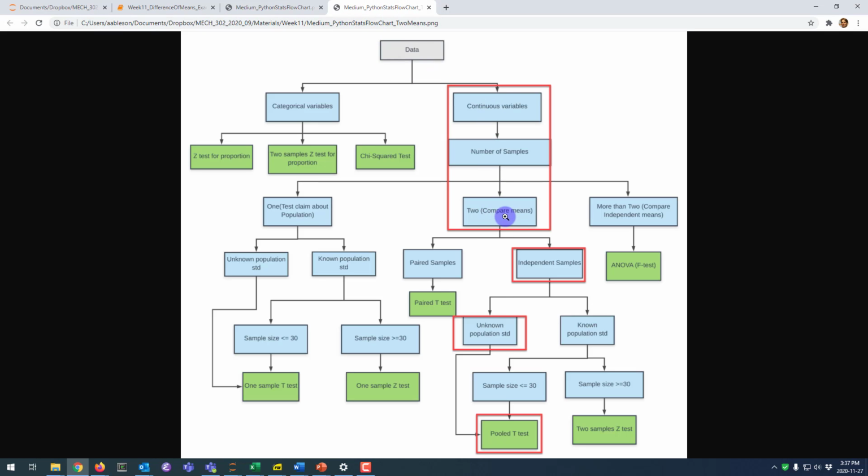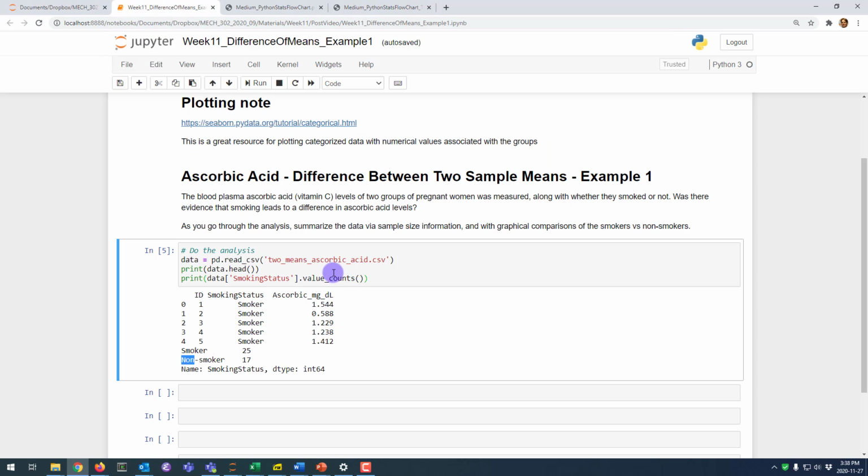We got 2 different samples, the smokers versus non-smokers, and we want to compare their means. They're independent in the sense that it's not the same woman in both studies. And we don't have any information about the standard deviation for the population. So we go straight down to the pooled t-test as a way to assess, working our way back up here, whether the two means are different. Do the two groups have the same level of ascorbic acid concentration if they're smoking and non-smoking?